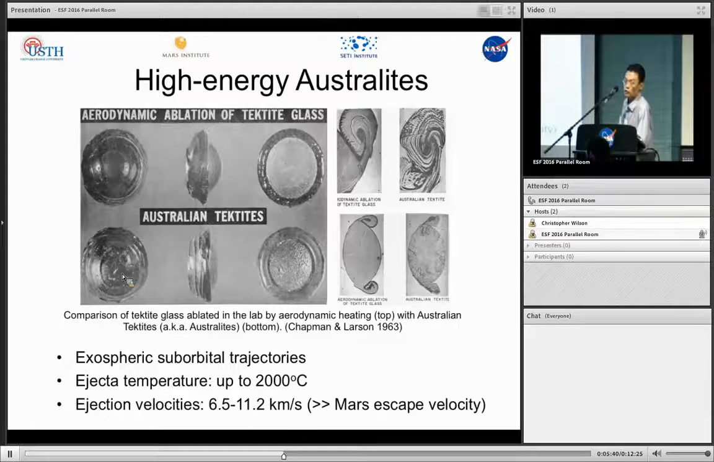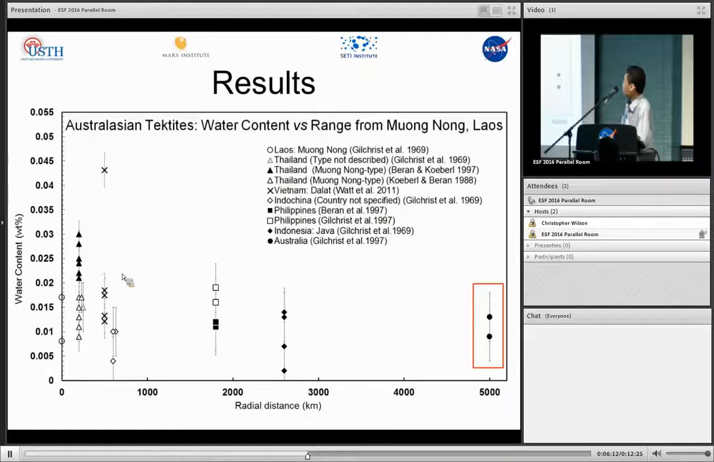And this velocity is much larger than the escape velocity from the Mars surface. For the debris forming Phobos and Deimos by giant impact, surely the velocity has to be smaller than escape velocity, so it will be less heated even than Australian tektite. Although there is high energy in the Australasian case, it still contains water, about 0.01 weight%.